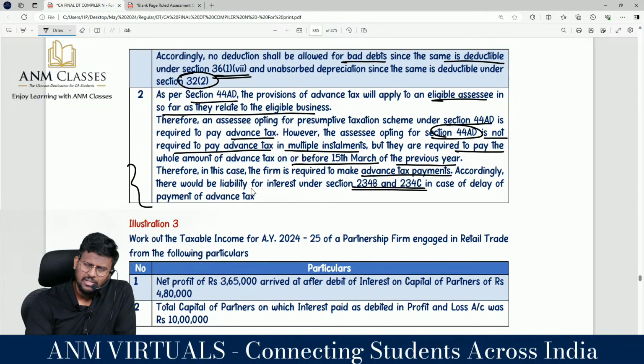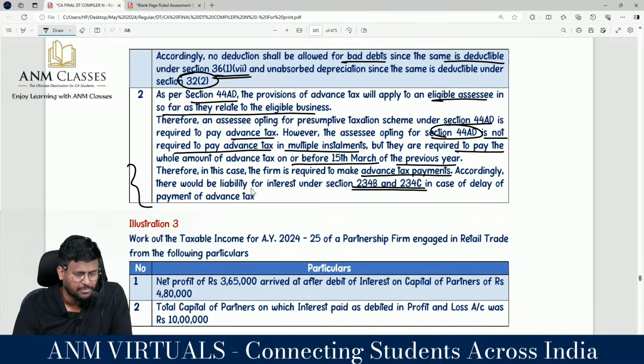My dear lovable students, sir, 44AD is applicable to resident individual, resident HUF, resident partnership firm except LLP.